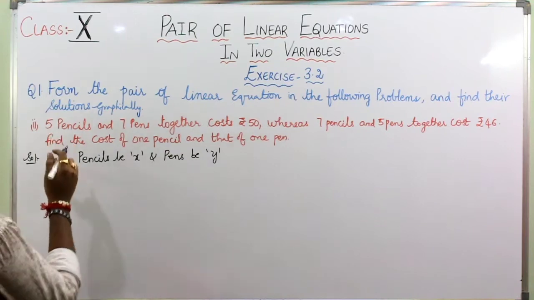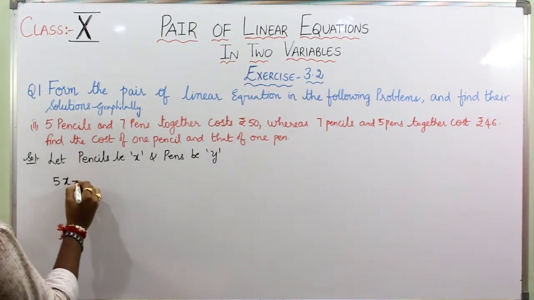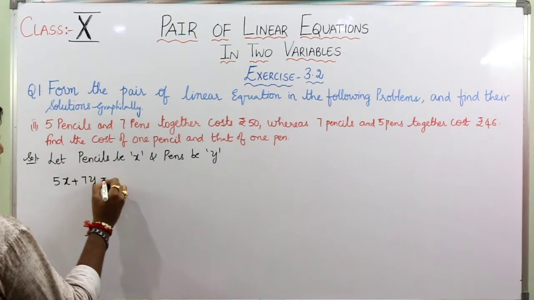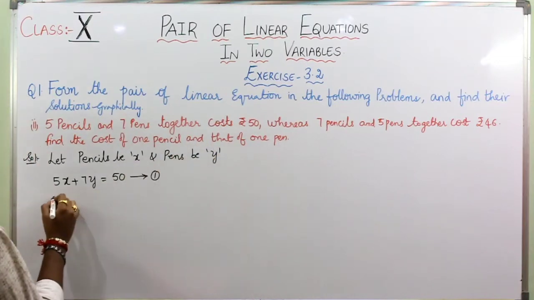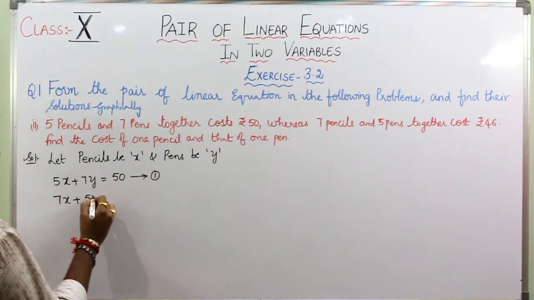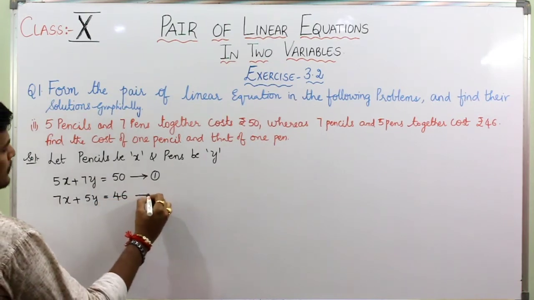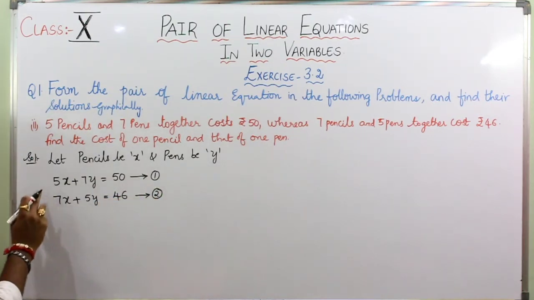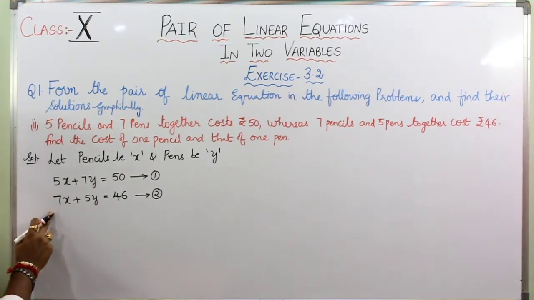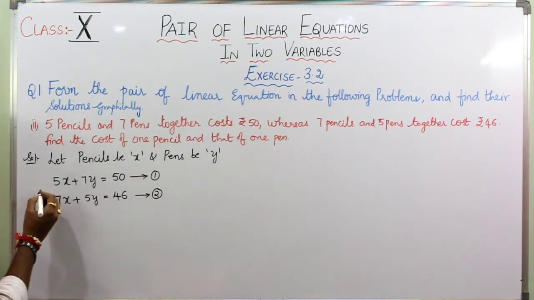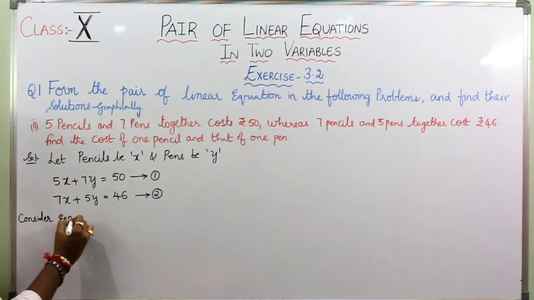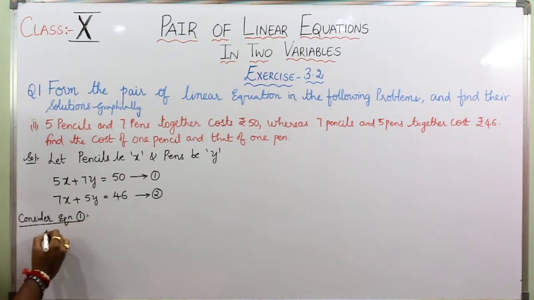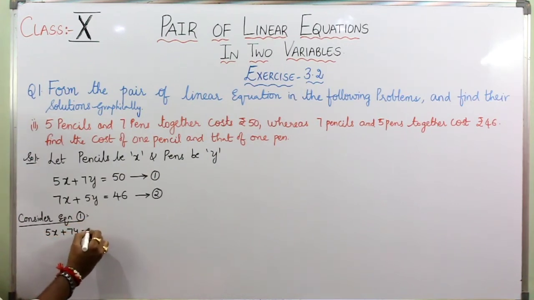So from that, 5 pencils, that is 5x, plus 7 pens, 7y, is equal to 50 rupees. This is the first equation. And the second equation is 7 pencils plus 5 pens is equal to 46 rupees. So we got a pair of linear equations. Now we have to solve this pair of linear equations and find the solution using the graphical method, right? So first let us consider the first equation, that is 5x plus 7y is equal to 50.